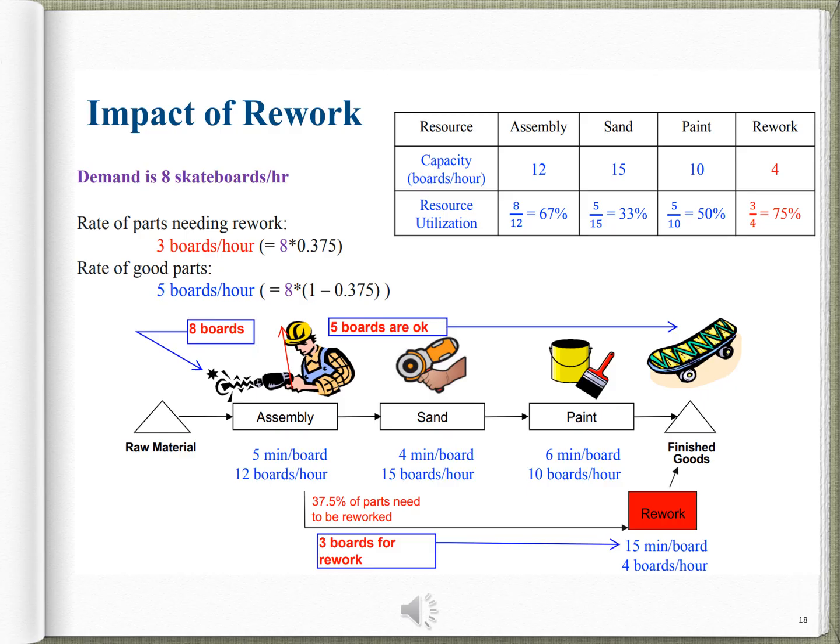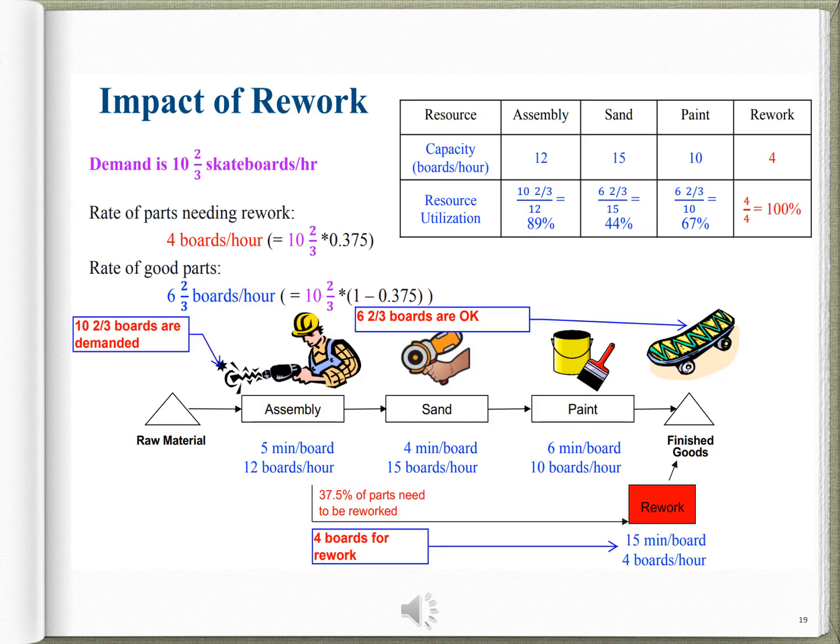Any change in demand will also affect the capacity of the steps, including the rework station. Let's see how the change in demand affects this process, mainly due to the rework station. Demand is equivalent to 10 2/3 boards per hour. The rate of parts needing rework will be 4 boards per hour. That is 37.5% of the 10 2/3 boards per hour. Conversely, the rate of good parts will be 6 2/3 boards per hour, which is 62.5% of the demand.